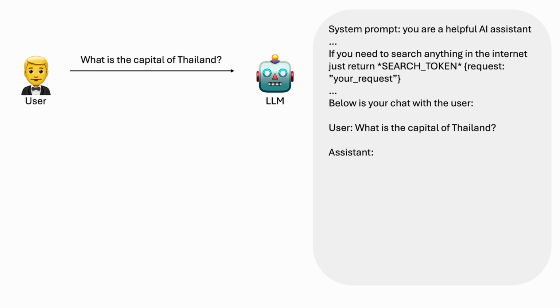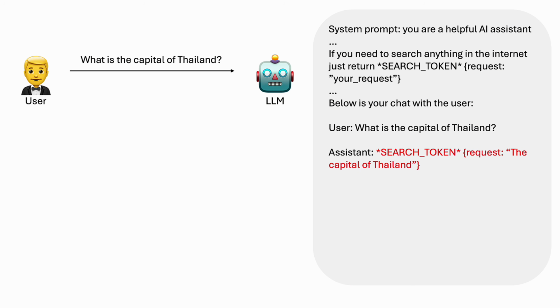But now the LLM has this information in context, that actually it can return some search token and some search will happen. So in this case, if the LLM doesn't know the answer, for example, and cannot generate it from the data, or simply predicts that generating this search token is a better option than making some random prediction of a random word, it will generate something like this: search token, request: the capital of Thailand.